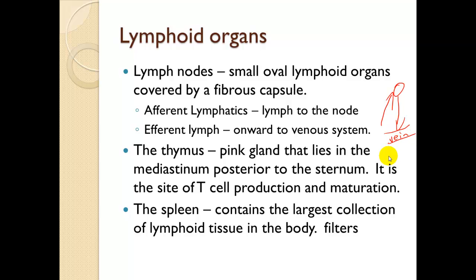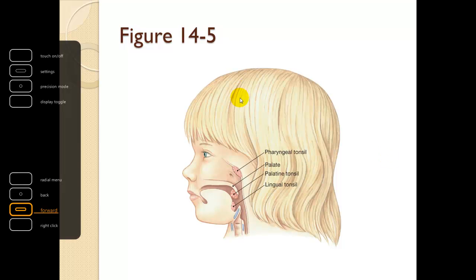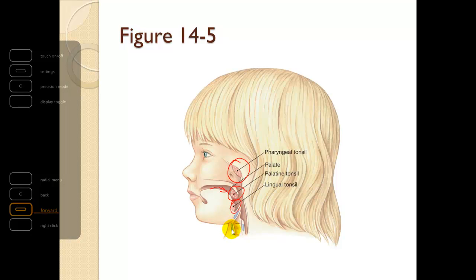The thymus is a pink gland that lies in the mediastinum posterior to the sternum. It is a site of T cell production and maturation. The spleen contains the largest collection of lymphoid tissue in the body. And this is a child, figure 14.5, and these are all the lymph nodes or pharyngeal tonsils. These are lymphoid tissues designed to react immediately if we have an antigen-antibody reaction.